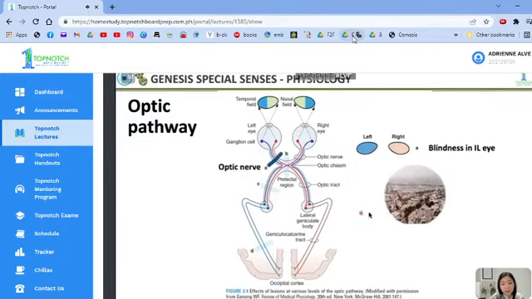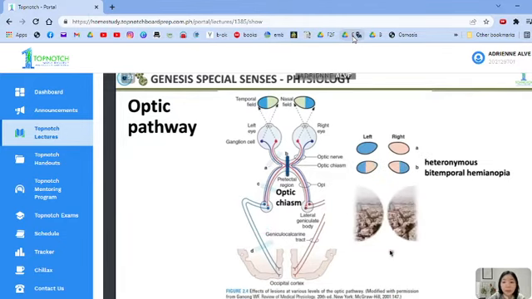So you can see here na, if blind yung kanyang isang eye, there's only vision in the whole other eye. Now, cutting the optic chiasm naman will cause heteronymous bitemporal hemianopia. So cutting here in the middle will cause destruction or loss of fibers receiving from the temporal fields.